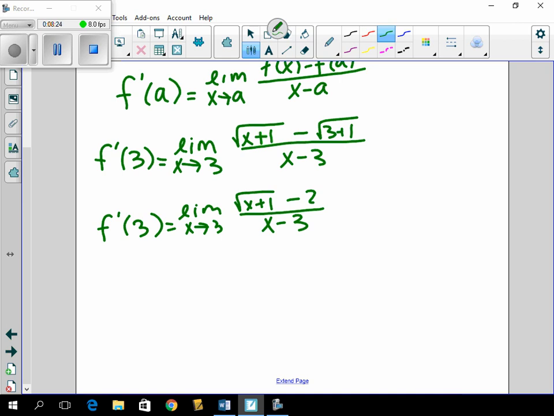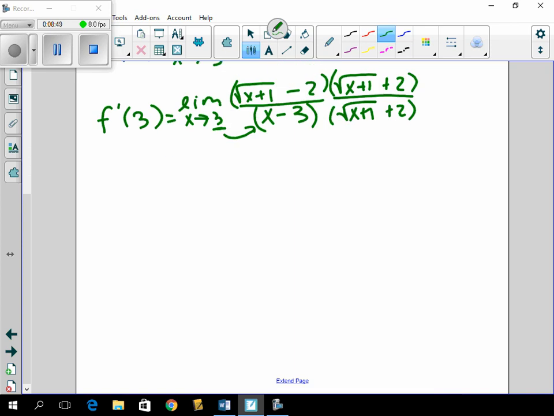So I want to evaluate this limit, but I can't plug in 3 yet because that would give me 0 in the denominator. So what I'm going to do is multiply by the conjugate of this root, so the square root of x plus 1 plus 2 over the square root of x plus 1 plus 2. And I basically want to rationalize my numerator.